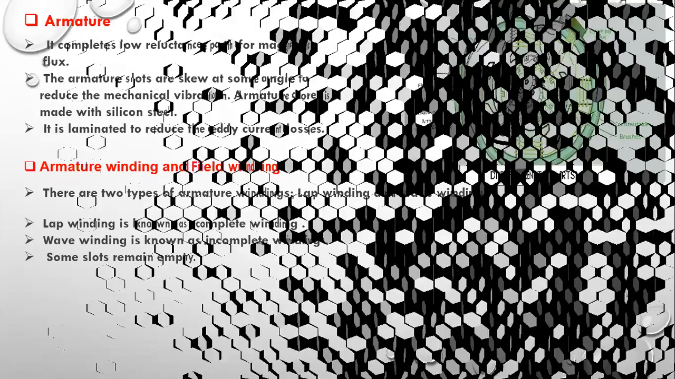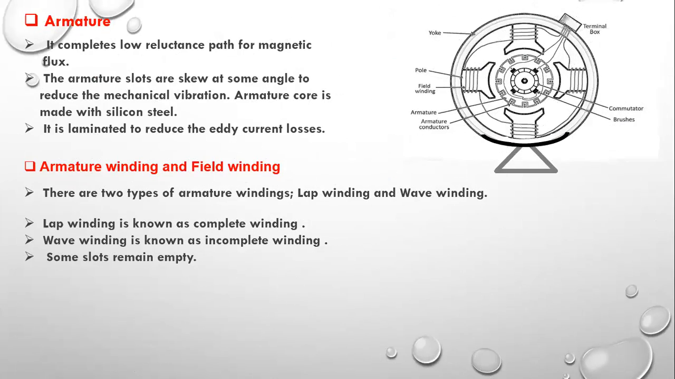Then armature. Armature core provides housing to the armature winding. It completes a low reluctance path for magnetic flux. The armature slots are skewed at an angle to reduce the mechanical vibration. Armature core is made with silicon steel. It is laminated to reduce the eddy current loss. In a DC machine, open slots are used to reduce leakage flux inductance and leakage reluctance.